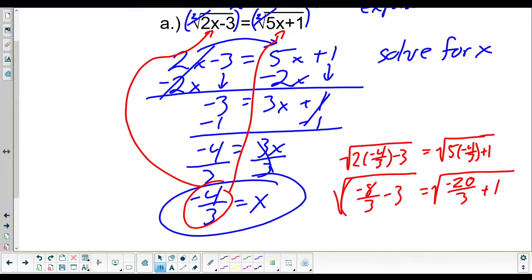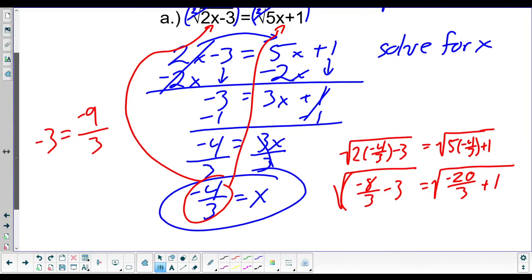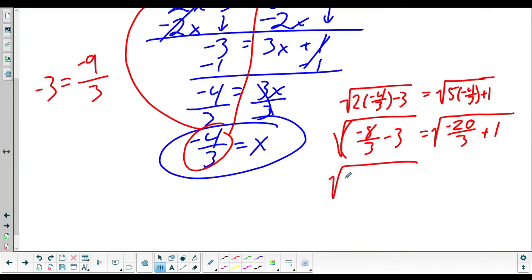Negative 8 over 3 minus 3. We need to turn this into a common denominator. So this is over 3. We need to make this over 3. So negative 3 equals what number divided by 3? So what number divided by 3 is negative 3? Negative 9. So we're going to do negative 8 over 3 minus 9 over 3.